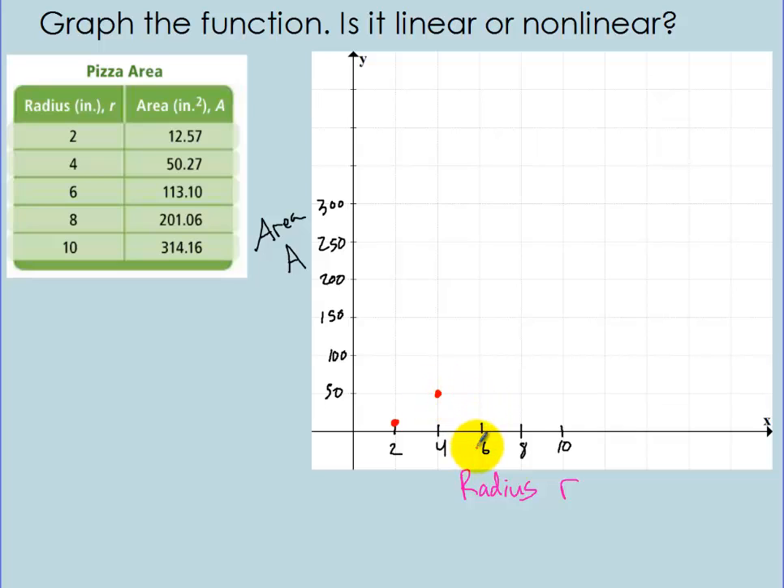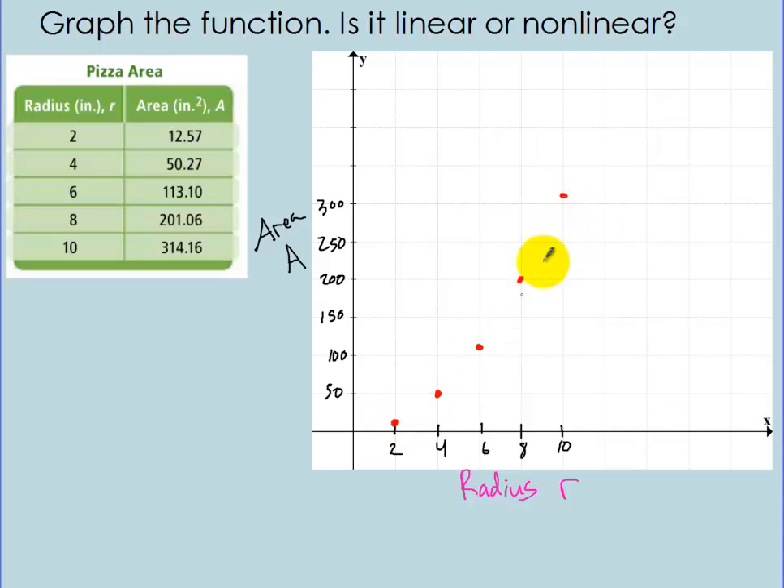That's close enough. For 6, it's 113. 113 is going to be a little bit above, about right there. And 8 and 201.6, so it'll be barely above that line. And at 10 inches radius, we have 314. 314 will be a little bit above, about a quarter of the way between units.